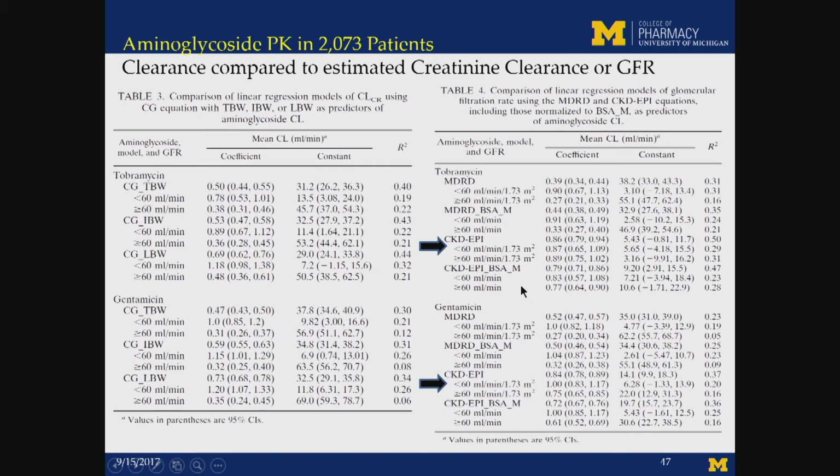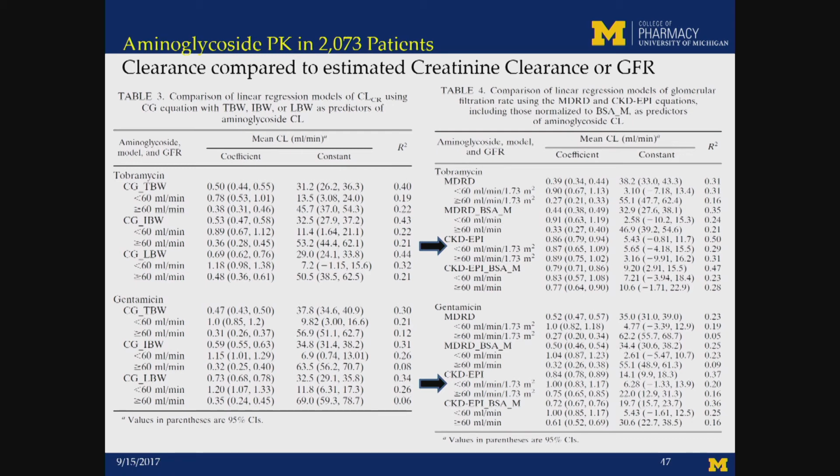Now, with aminoglycosides, when you think about the pharmacodynamics, they're driven both by the peak to MIC and also by the AUC to MIC. And so the area under the curve is also important, and that's driven by the clearance of the drug. And so what we did is we also evaluated all the different equations that could exist to compute the clearance of the drug and see what the correlations are.